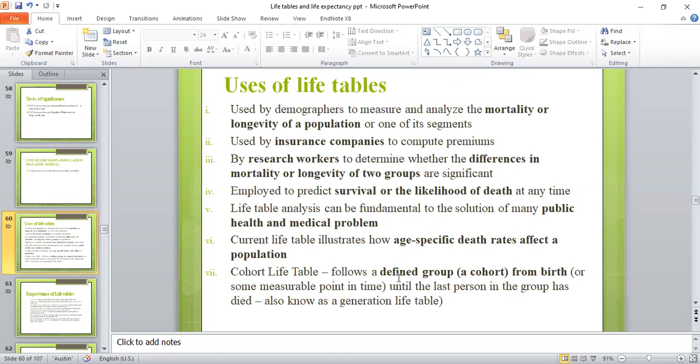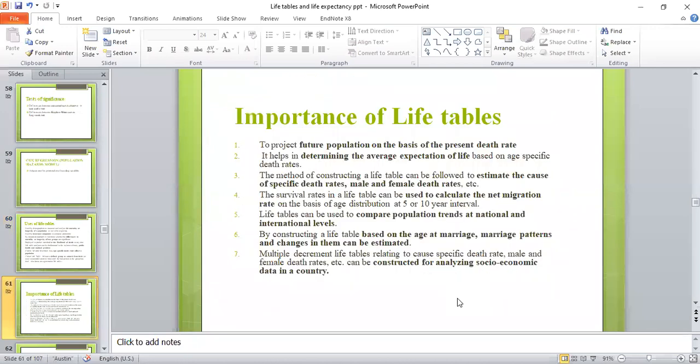A cohort life table follows a definite group, a cohort, from birth, which is also useful. The importance of life tables: they are used to project future population on the basis of present death rates. They also help in determining average expectation of life. The method of constructing a life table can estimate cause of death and male and female death rates. The survival rates and deaths can also be used to calculate net migration rate on the basis of age distribution. It can also be used to compare population trends at national and international levels.